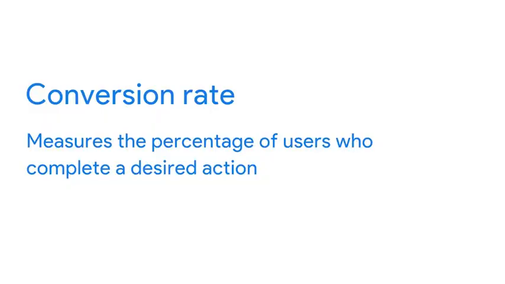On the other hand, a conversion rate is a number you want to see increase. It measures the percentage of users who complete a desired action. Let's say you want users to take multiple steps and make a purchase. The conversion rate tells you the percentage of users that actually made a purchase.